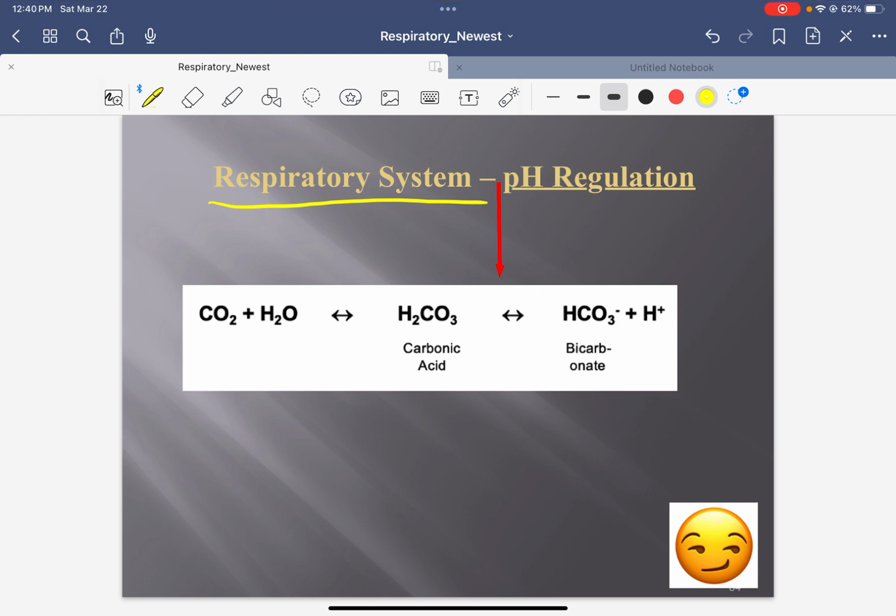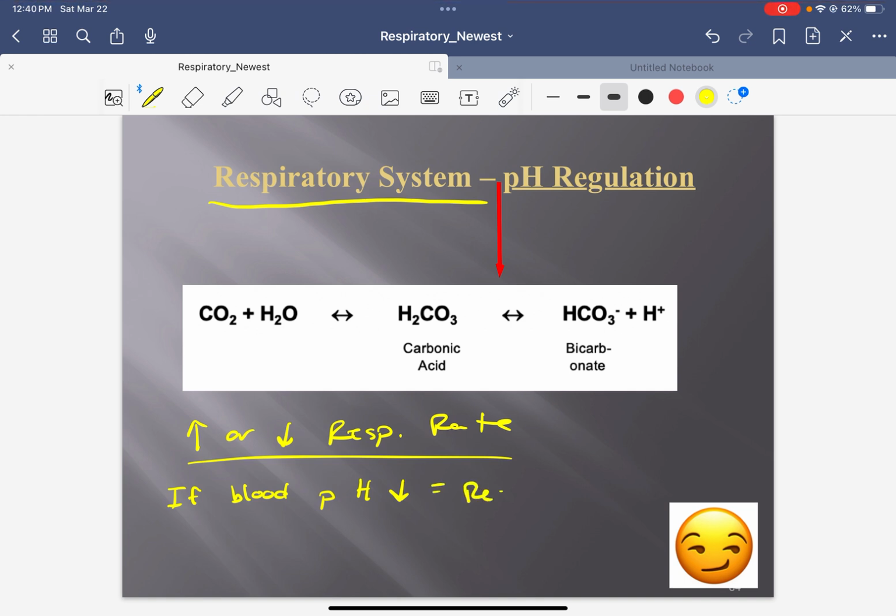By increasing or decreasing respiratory rate. Let's give an example. If our blood pH goes down, if our blood is too acidic, what will the respiratory system do to fix it?